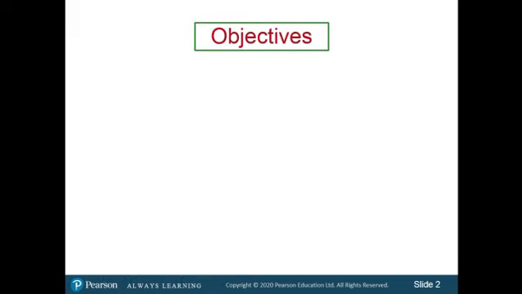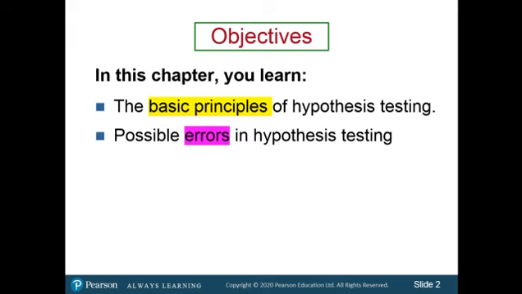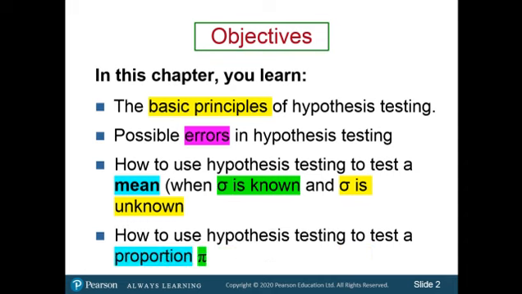And here are the objectives of chapter 9. In this chapter, you learn number one, the basic principles of hypothesis testing. Number two, you learn some possible errors in hypothesis testing. Number three, you learn how to use hypothesis testing to test a mean when the population standard deviation is known, denoted by sigma, and when the population standard deviation is unknown. And finally, learn how to use hypothesis testing to test a proportion, denoted by the symbol pi.